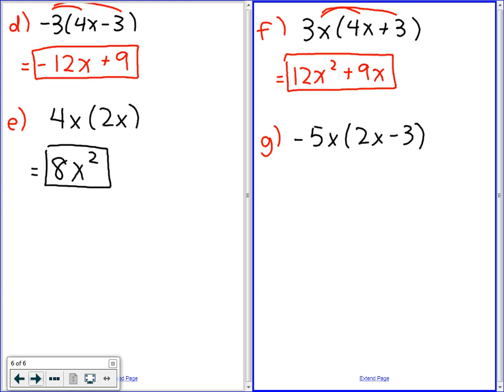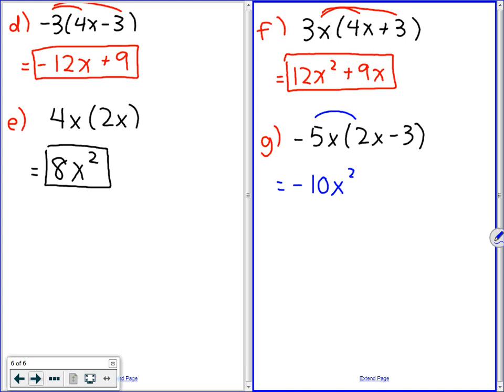All right, Hudson, how are you feeling? Very good. Okay, try the first one for me, please. Negative 5x times 2x is what? We multiply negative 5 times 2, which is negative 10. Good. And then x squared. Yeah, negative 10x squared, very good. See that? Negative 5 times 2 is negative 10, and then x times x is x squared. Very good, awesome.